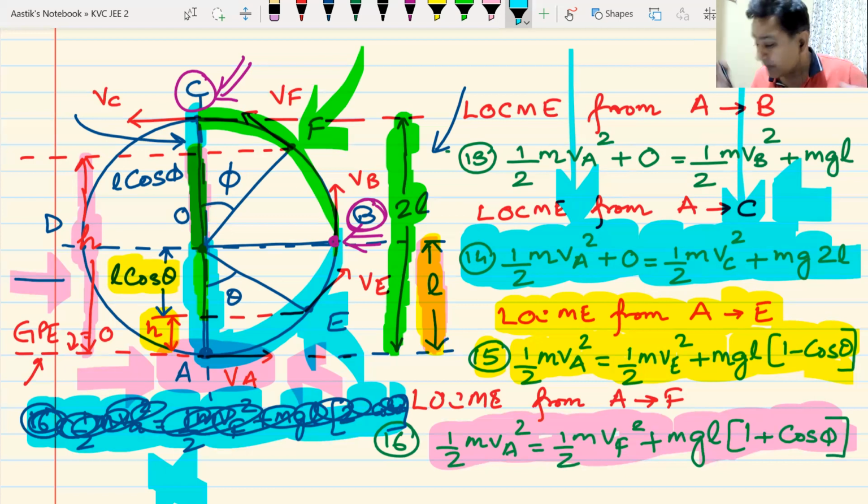Do we all understand this? This is how I get this equation. Root over 5GL is the condition of completing the loop, and you should never forget this in this life of yours, that the condition of completing the loop is root over 5GL. Now, that was case number 3.